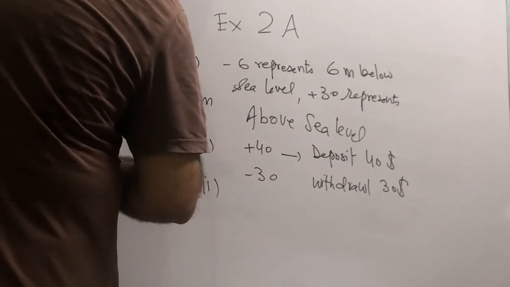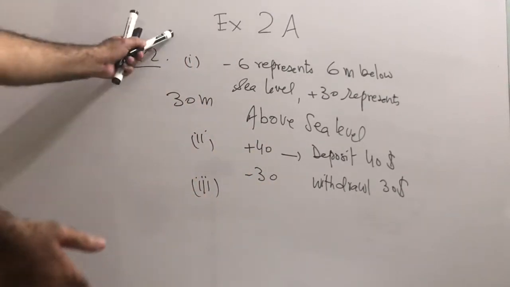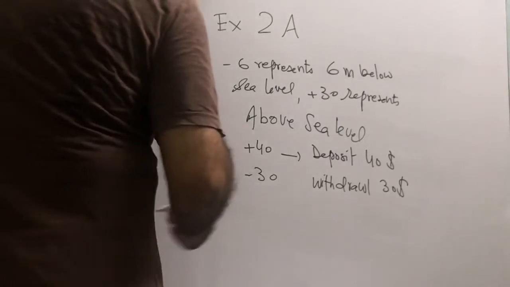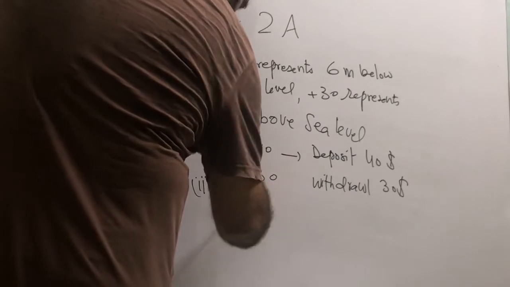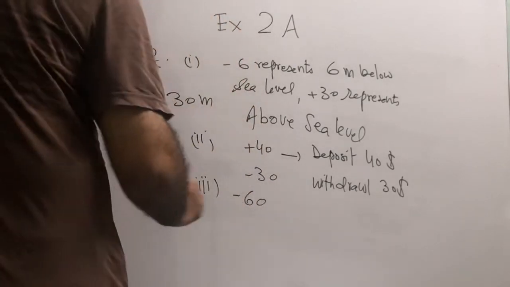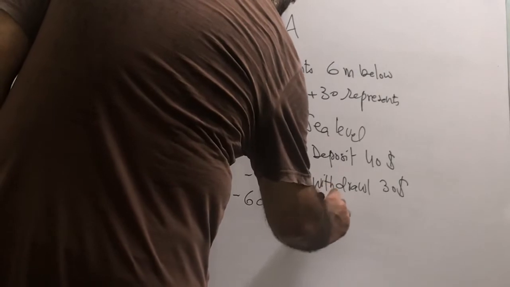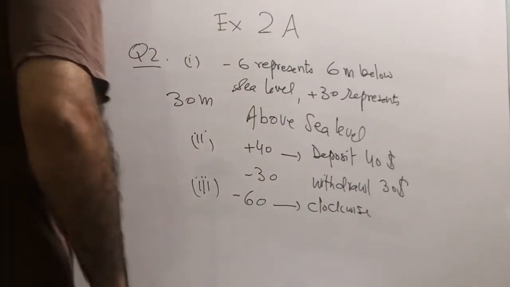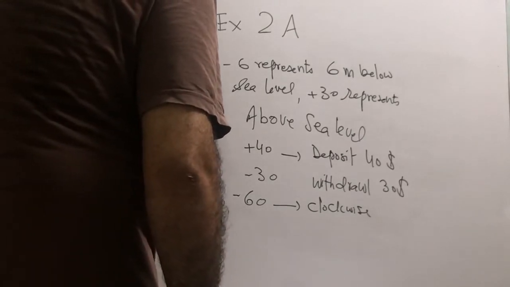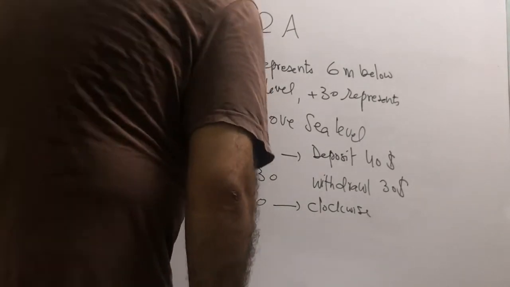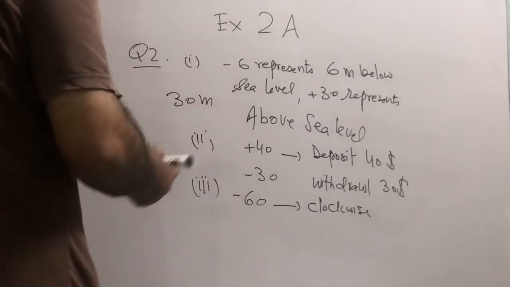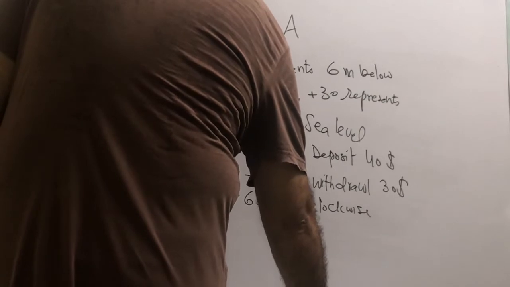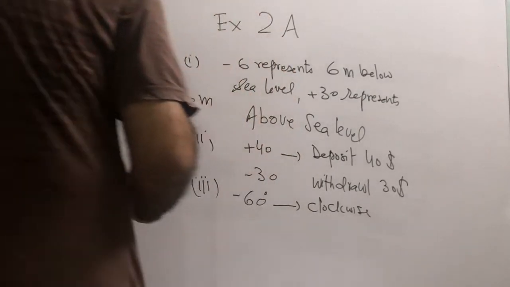Number 3 is actually A, B, C, D. Number C says, if minus 60 represents a clockwise rotation of 60 degree, then plus 30 degree represents what? So minus 60 degree represents clockwise rotation.